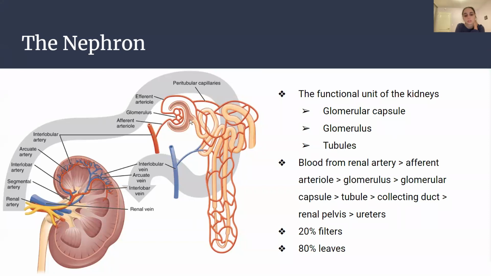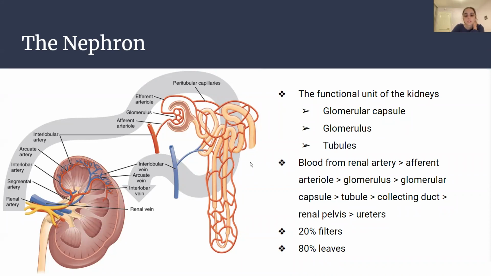Now, from the glomerular capsule, it's gonna go through more tubules: the loop of Henle, the proximal and distal convoluted tubules, and so on and so forth. And it's gonna go into the collecting duct, and then the renal pelvis, and then the ureter, and then into the bladder. And keep in mind that about 20% of blood gets filtered into the capsule.